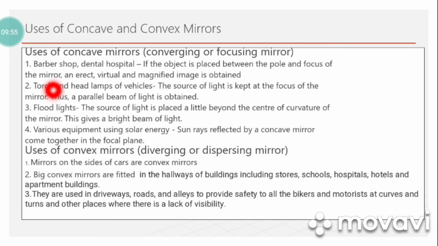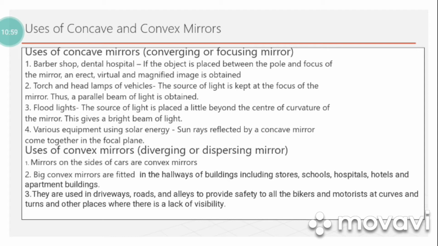Let us revise the uses of concave and convex mirrors. Uses of concave mirrors. A concave mirror is also known as a converging or focusing mirror. It is used in barber shops. It is used for shaving. It is used in dental hospitals. If the object is placed between the pole and focus of the mirror, an erect, virtual, and magnified image is obtained. A concave mirror is used in torches and headlamps of vehicles.